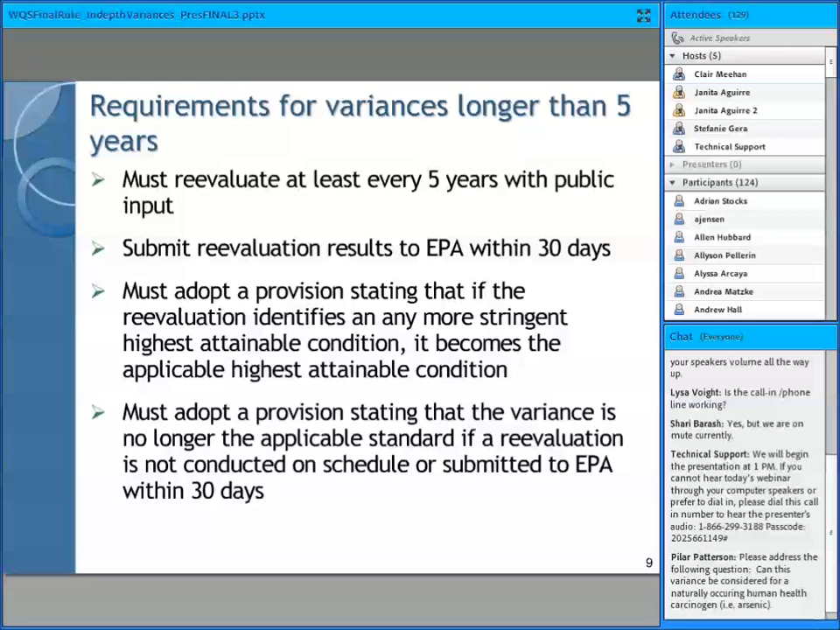In a few minutes, I will discuss in more detail how EPA anticipates variance reevaluations will work and the flexibilities in the regulation that allow states and tribes to reevaluate a variance with a minimum of administrative burden.